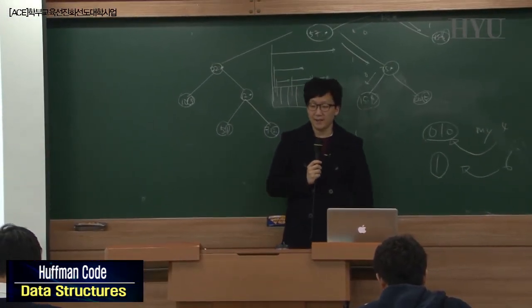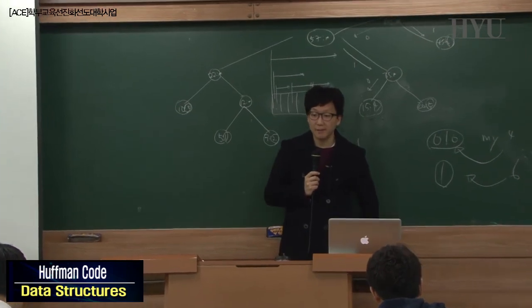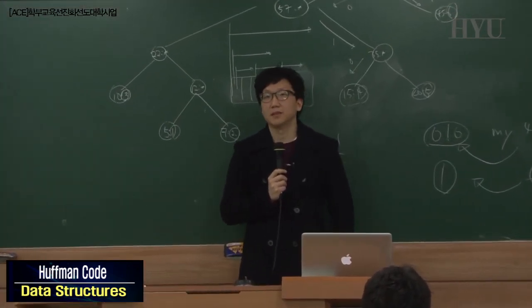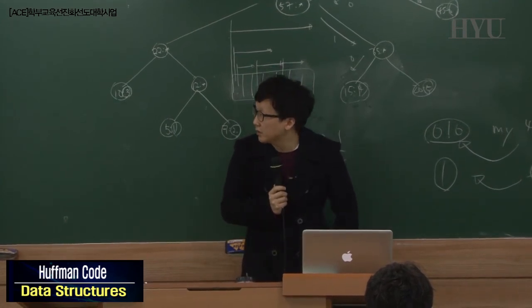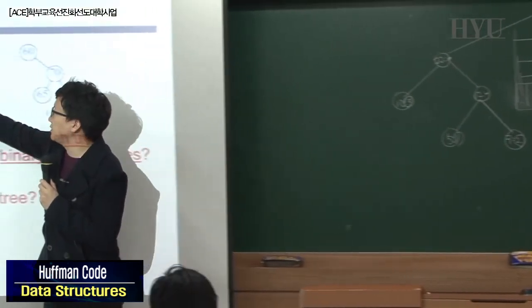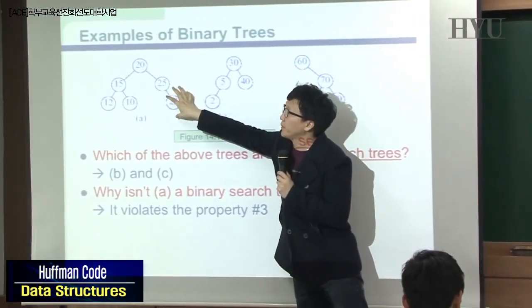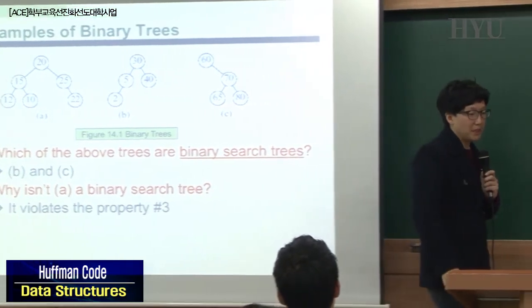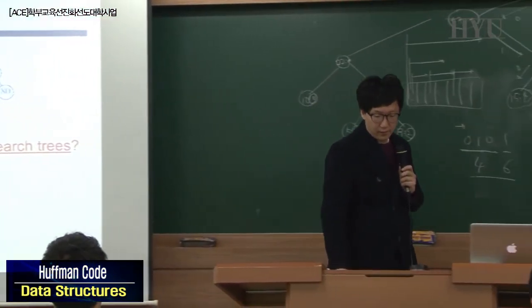Why is A not a binary search tree, like I said? 22 comes to the right side of 25. By the definition, a subtree of the binary search tree is also a binary search tree. So that violates the rule. So B and C are the only ones there.